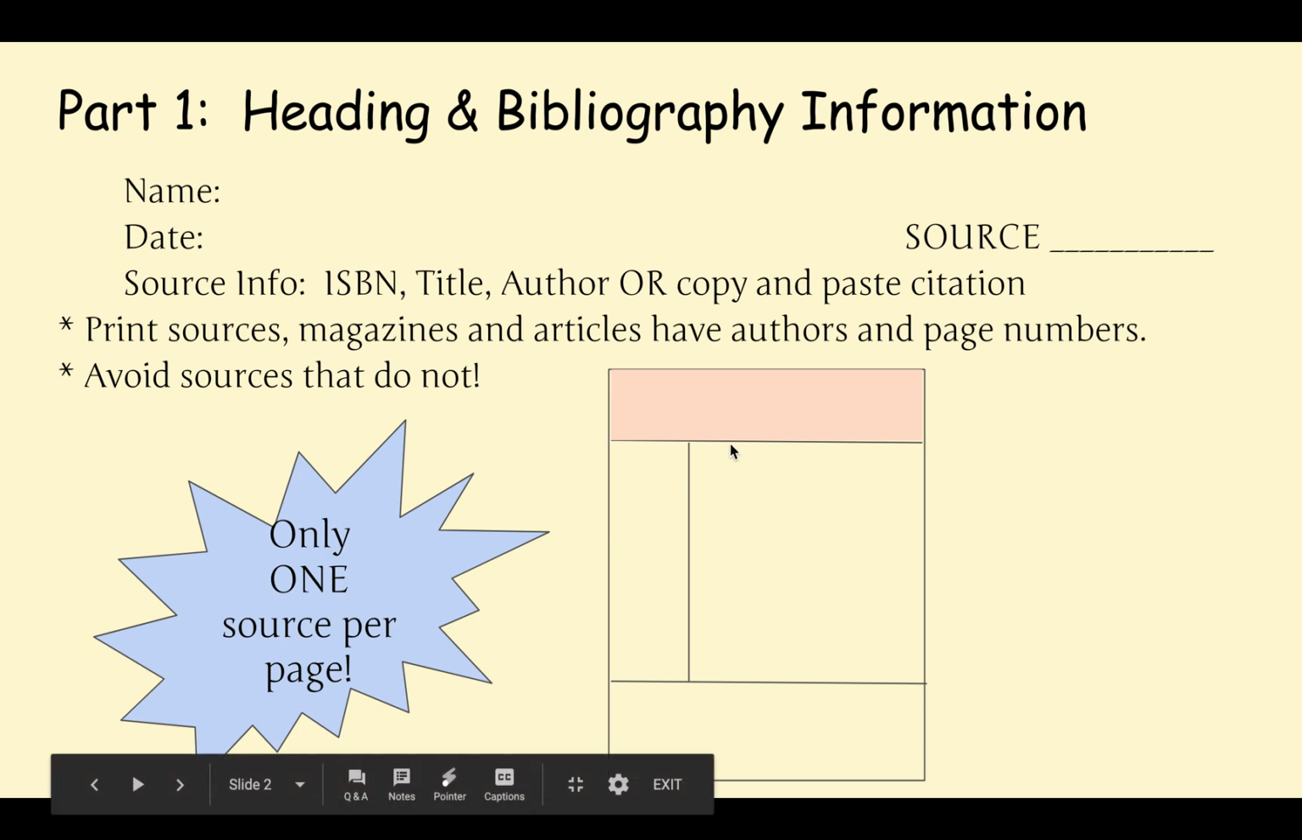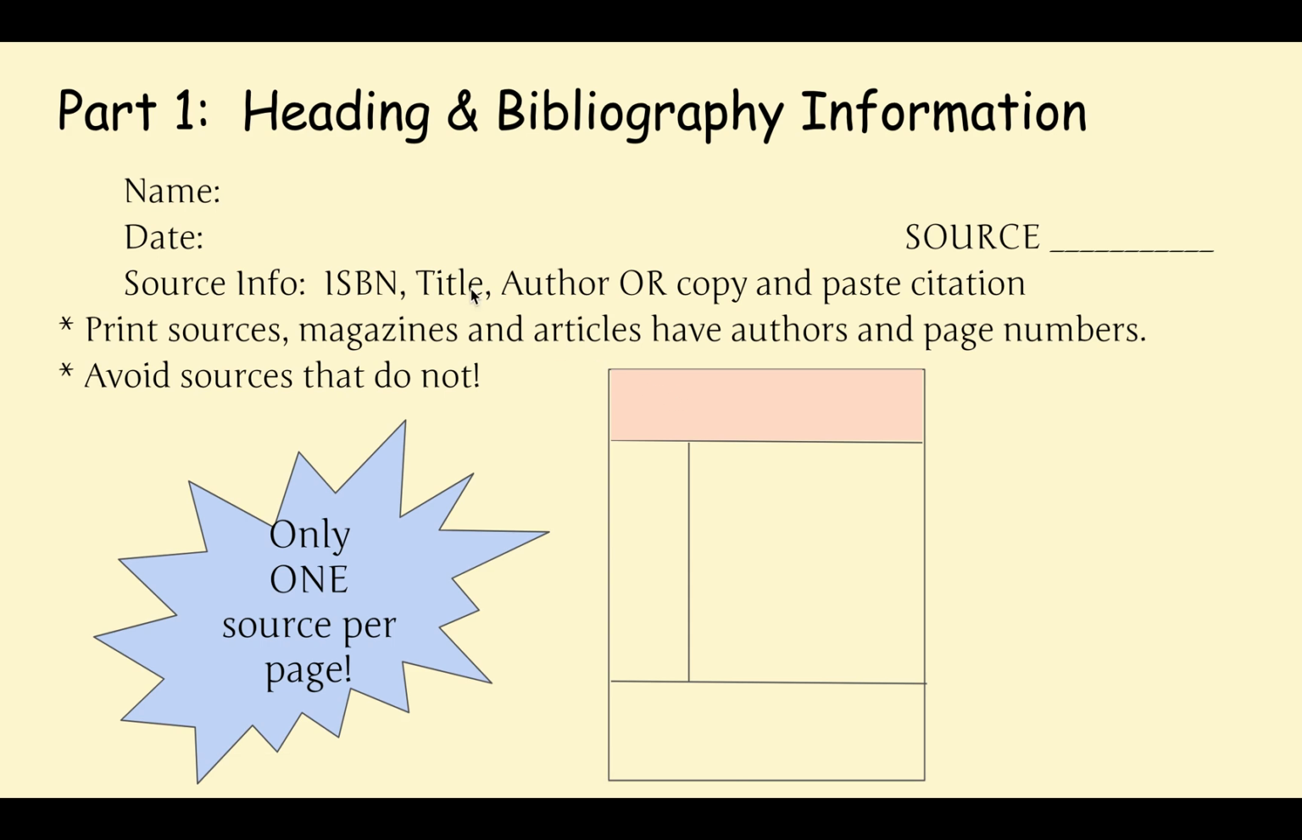This top section is the first part. It's for your heading and bibliography information. So in this section, you're going to have your name, the date, the source number, and all the source information. So you might have the ISBN, the title and author, or you might simply copy and paste the citation into this section. That's probably your smartest idea.